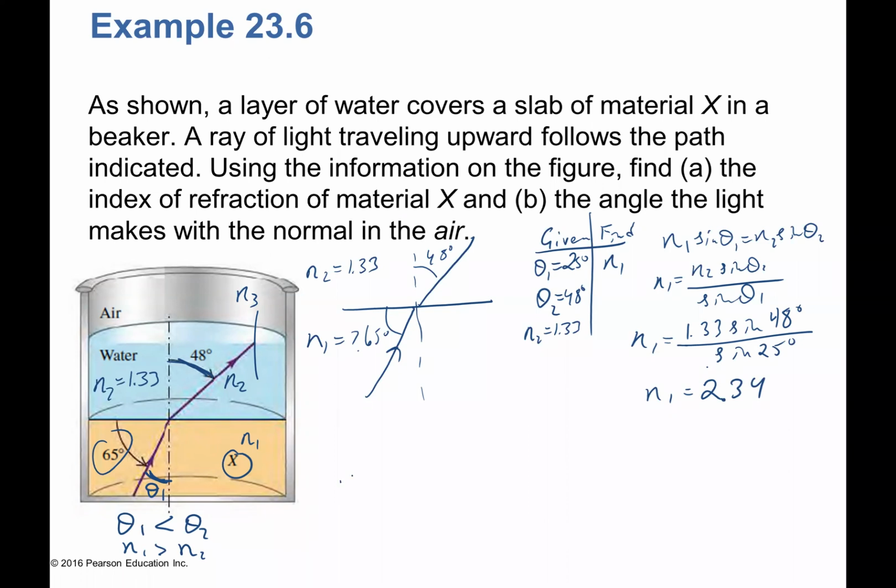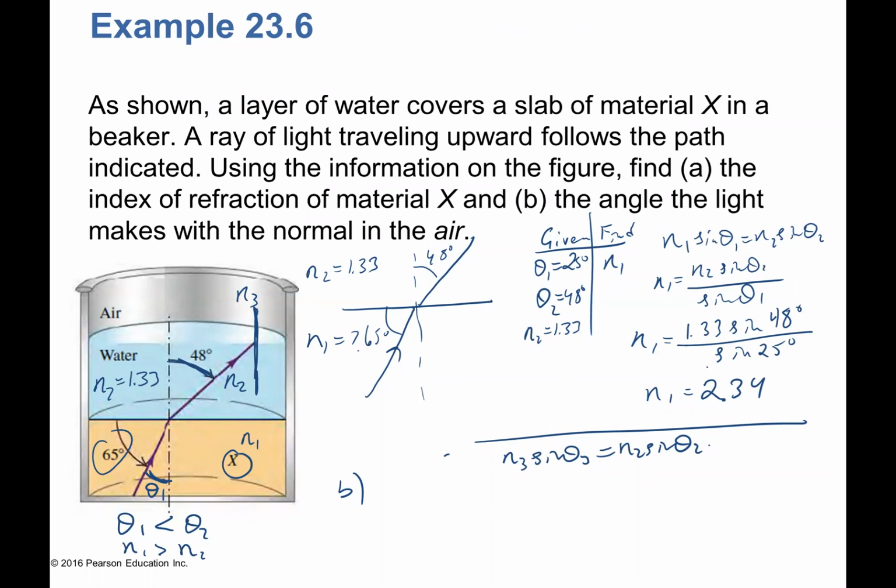Part B here is then, after the light goes from water into the air, it's going to refract again. This being the normal, in which direction will it be bending? That means I'm now going from N2 to N3, where N2 is my initial one and N3 is my final one. So what I have here is N3 sine of theta 3 is equal to N2 sine of theta 2. It doesn't matter in which order you write this equation, right?